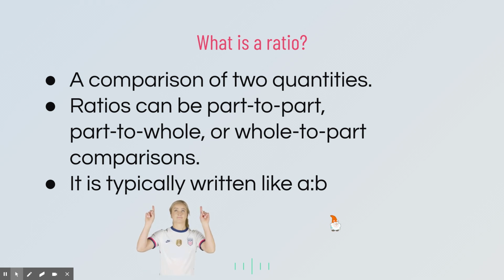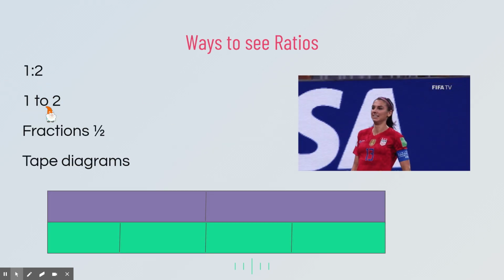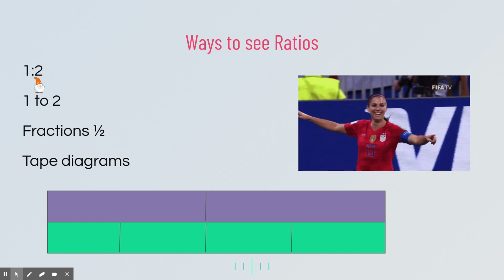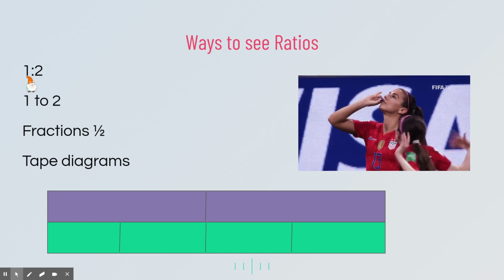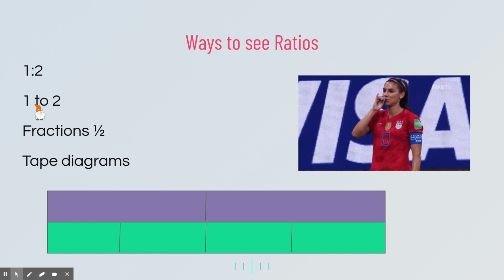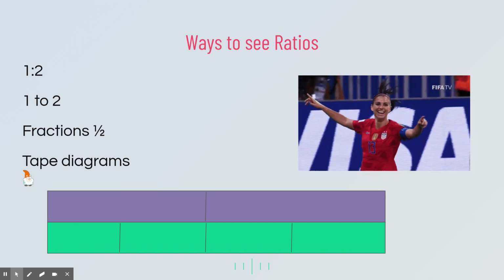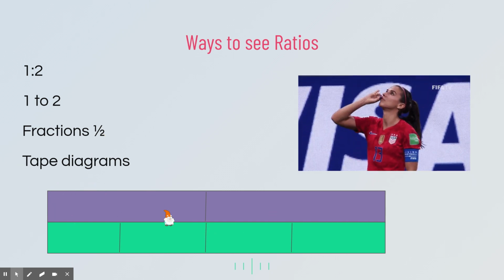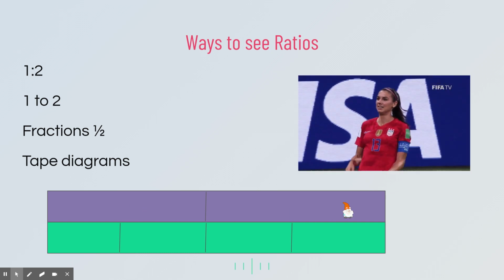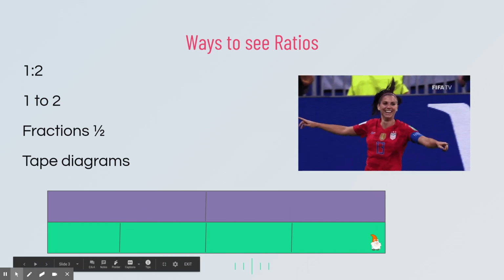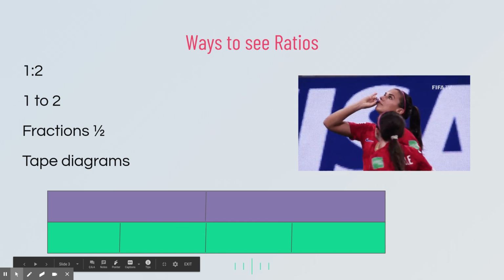Typically, when we write a ratio, it's A to B. So you can see it as A colon B, or you'll see A to B, or like 1 colon 2, and we say it as 1 to 2, or the fraction 1 over 2, or we see it as a tape diagram. The tape diagram will say 1, this is 2 parts, 2, 4.